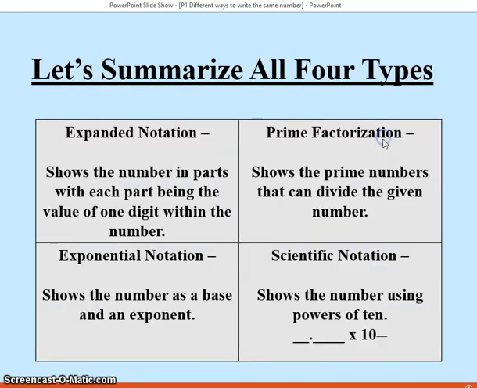To summarize, each notation, each form shows something different. Please pause the video and read over these forms.